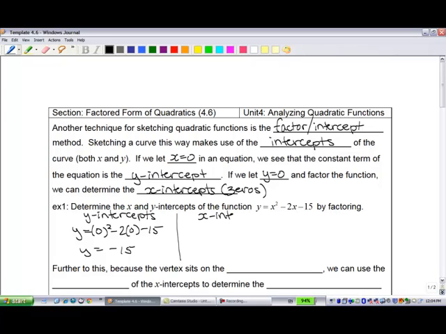X-intercepts are zeros. We're going to find them by letting y equal 0. Now we end up with a quadratic expression that we need to factor and solve. Very quickly, that factors into (x minus 5)(x plus 3). Solving, we get that x equals negative 3 and 5. So we find that the y-intercept is negative 15, and the x-intercepts are negative 3 and 5.